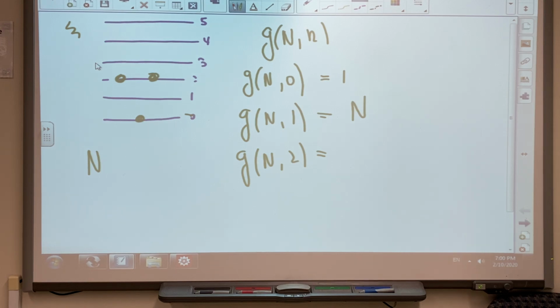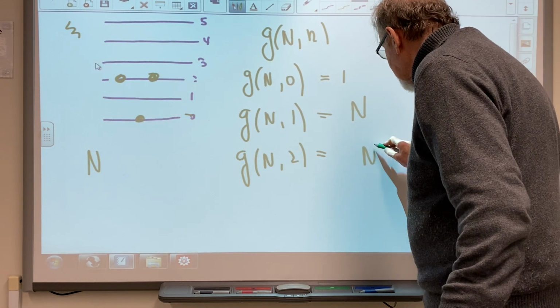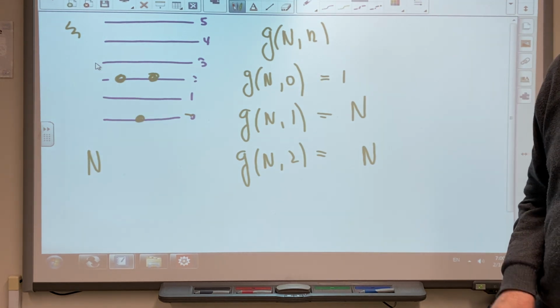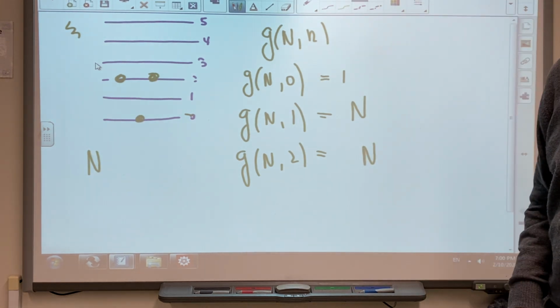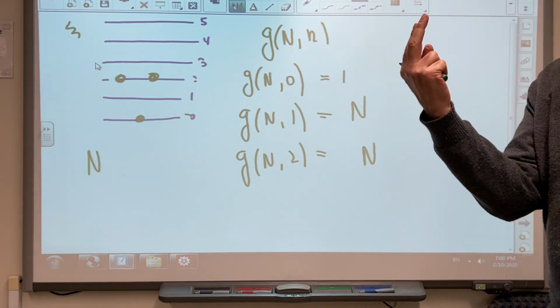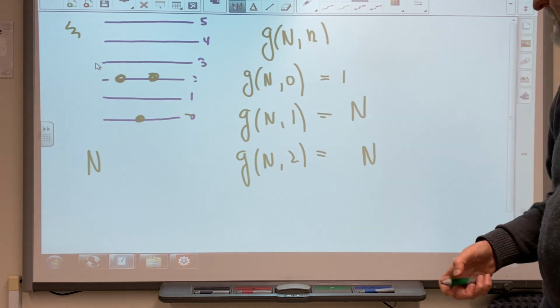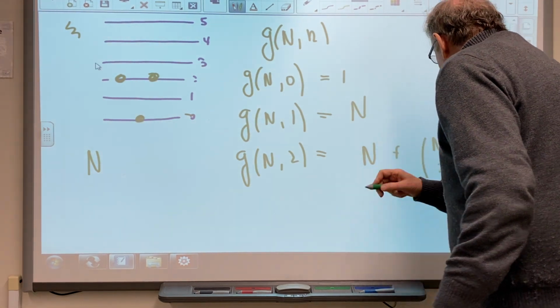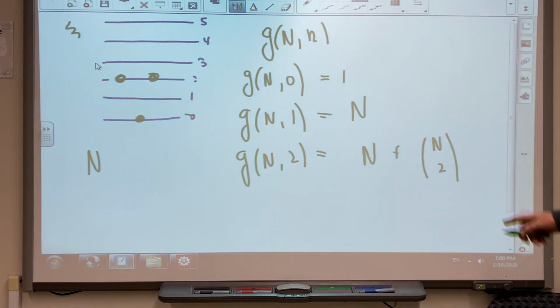And if you have G of N, 2, now if you are counting all the ways in which the total energy can be 2, of course you have the N states in which all the particles are at 0 and one of them has energy 2, and there are N ways of choosing that. Or there are all the states in which all the particles have energy 0 and 2 of them have energy 1, which will be the way of choosing 2 elements out of N, which is the combinatorial N choose 2.